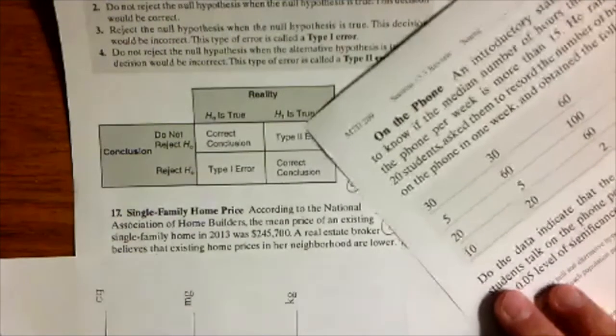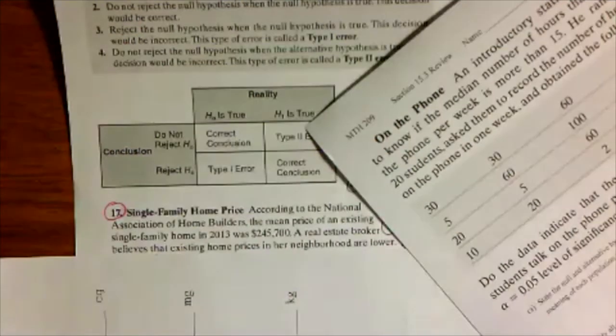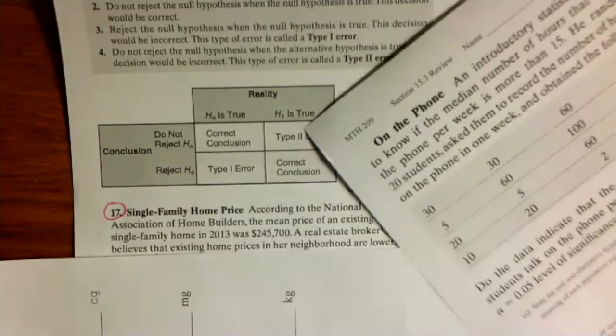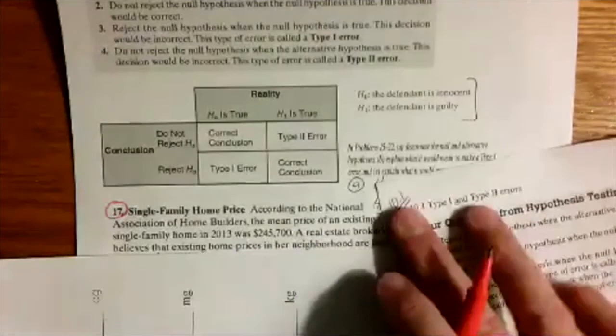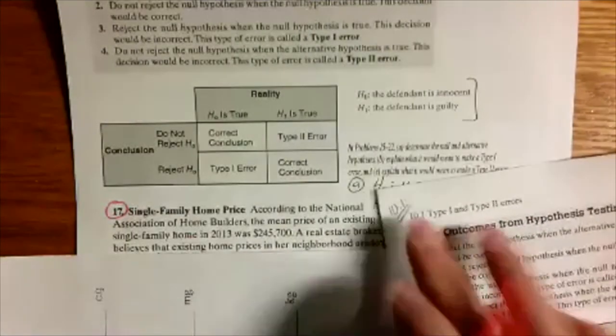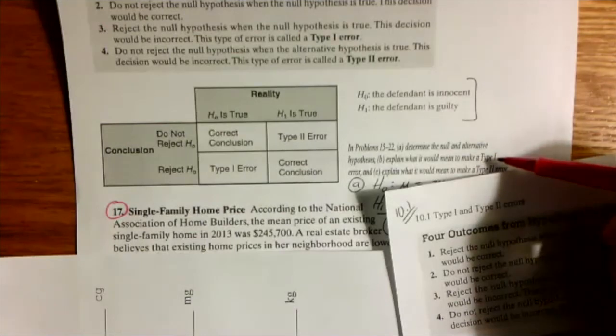So anyways, if you don't have this handy, here's problem 17. It's the same things. Go ahead and write the hypotheses, explain what a type 1 error would mean, and explain what a type 2 error would mean.